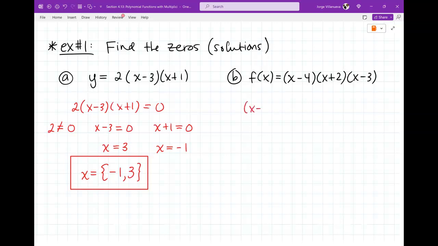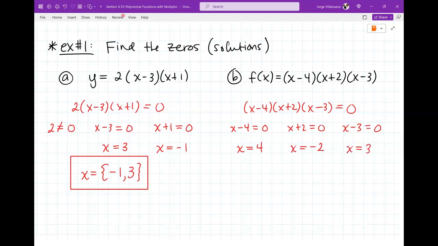Now this step that I'm writing right here, you do not have to write. I'm just showing it because this is basically what they're asking you to do. Now I'm going to break it apart. x minus 4 equals 0. x plus 2 equals 0. x minus 3 equals 0. So the first one, if I solve it, I get x equals 4. What's the middle one? Negative 2. What about the last one? 3. So there we go. We got 3 answers. It's going to be negative 2, 3, and 4.